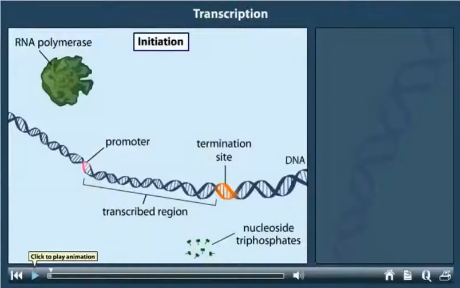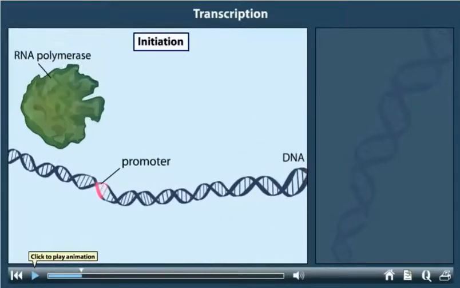Transcription is the first step in the expression of a gene. It is the formation of a specific RNA sequence from a specific DNA sequence. Transcription initiation occurs at a promoter, a region on the DNA, where RNA polymerase binds.